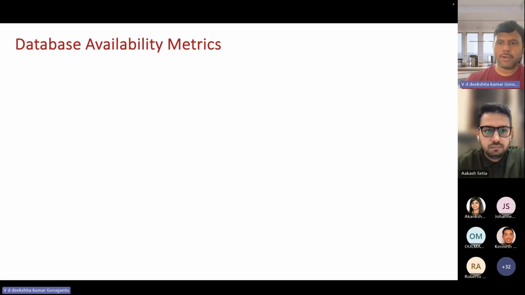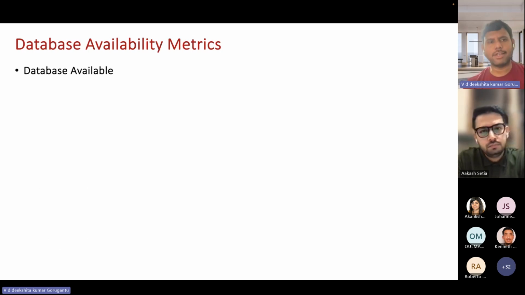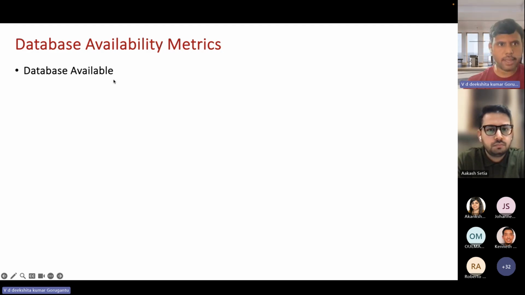Next, I will cover some of the important metrics in FoundationDB. The first one is database availability metrics. When we are running a FoundationDB cluster, we always want to know whether the cluster is up or not. That time this metric will be helpful to us. We can even set alerts in Prometheus on this, like database available.